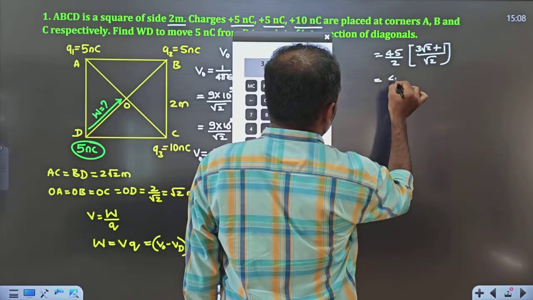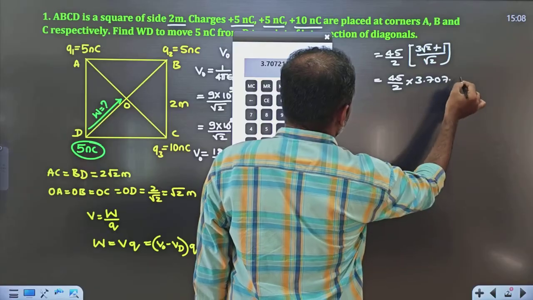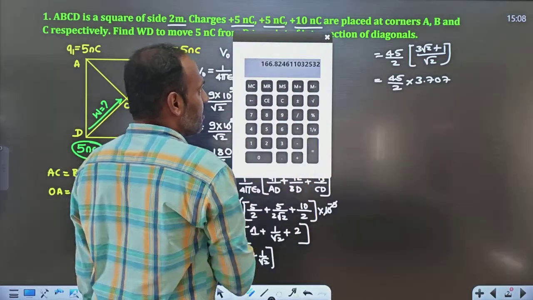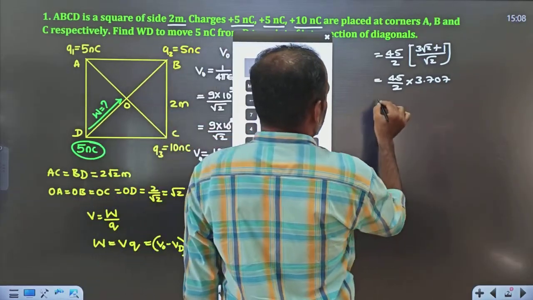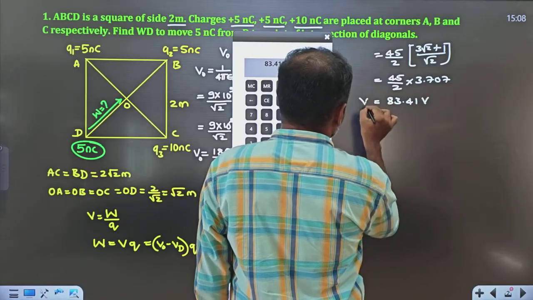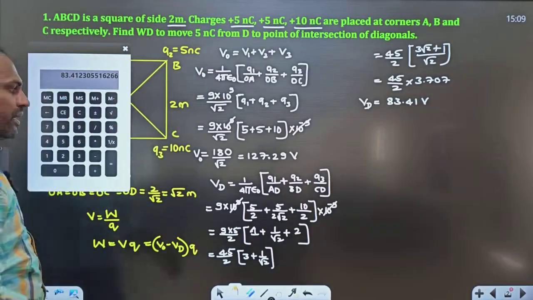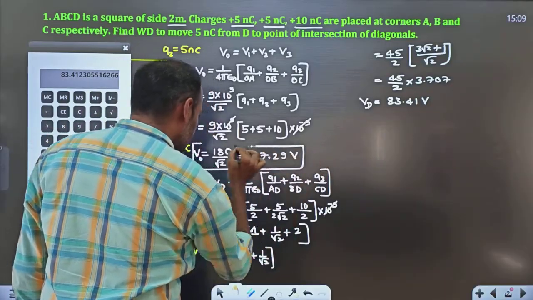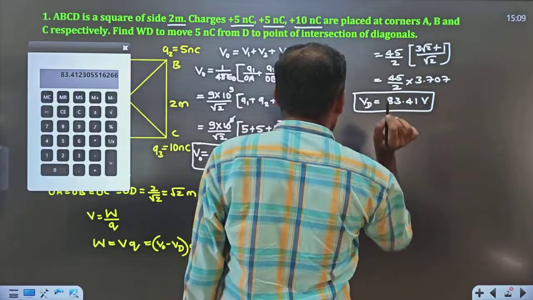So I will get 45 divided by 2 into 3.707. 3.707 into 45 divided by 2, so it is 83.41 volt. This much is the potential at point D. I got potential at point O, this much is the potential at point O. I got potential at point D, this much is the potential at point D.